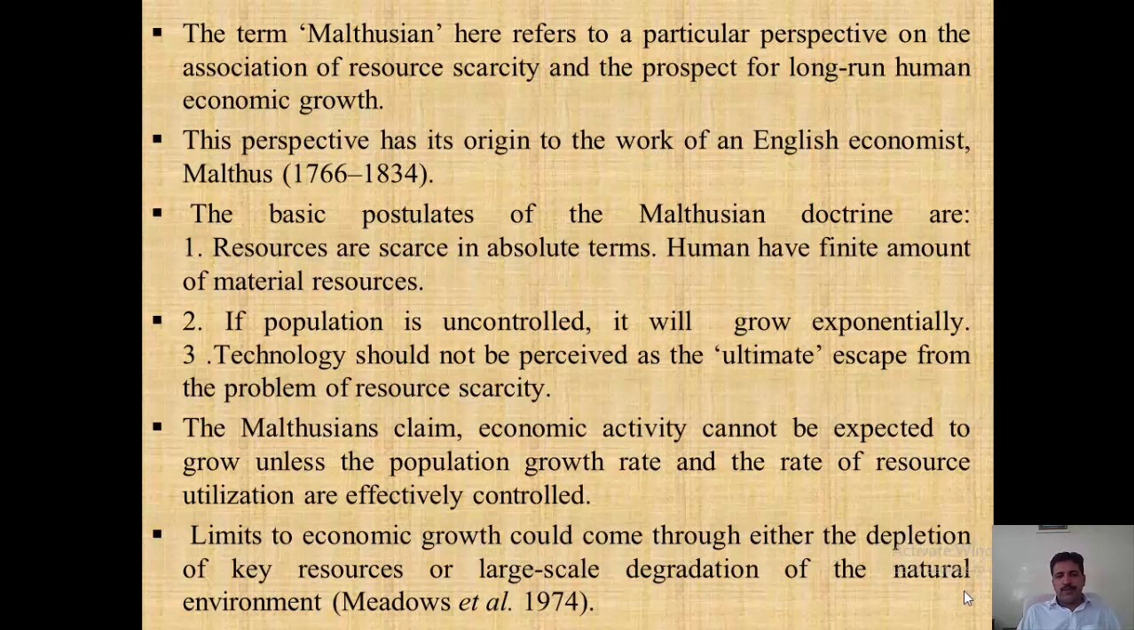According to Meadows et al., 1974, the limits to economic growth are actually the depletion of key resources or large-scale degradation of the natural environment. As we have discussed in our previous lectures many times, there is a link between economic activity and environmental degradation. So, if we want to achieve economic growth and we have not controlled the depletion of environmental resources, then it is possible that we may lose too many scarce resources.